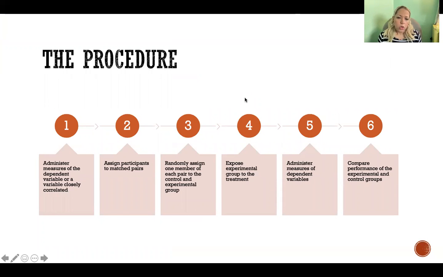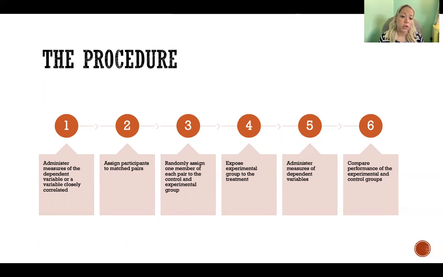All right, so the procedure of an experimental design. You would start with some kind of pretest. You would start with some kind of baseline measure of the dependent variable that you want to see if it's going to change as a result of receiving the treatment. So you'd start with measuring the dependent variable, or at least a neighboring variable, something that's closely correlated. Then you have your group of participants, and you would match within your group of participants according to whatever traits are relevant to your experimental design, the thing that you're studying.